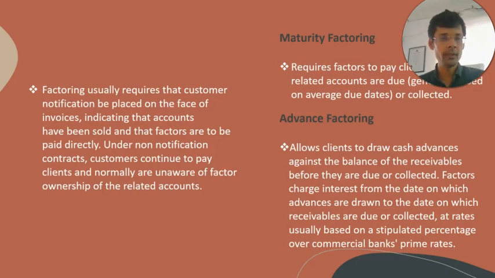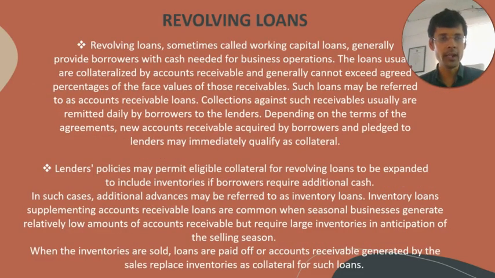And there are various other types of factoring, which are maturity factoring and advance factoring. I'm not going into details on that. And revolving loans are working capital loans. It's like a limit where the financing company provides a limit up to which they can borrow money from the lender, and then soon they can repay that loan. So this is good for seasonal types of businesses where they have a requirement of working capital during one period, and then repay once all of the sales are done.